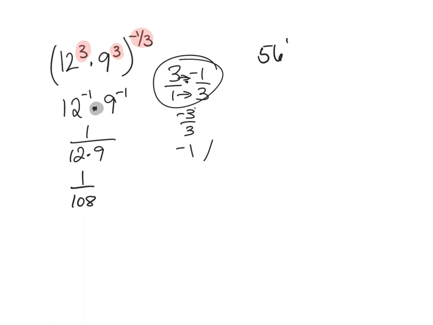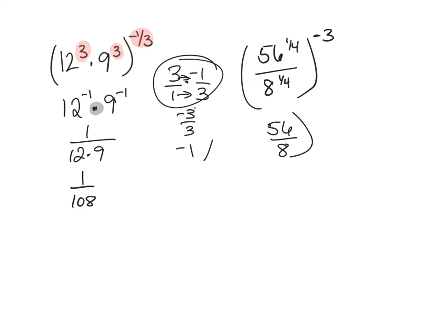Let's look at 56 to the 1/4 over 8 to the 1/4. And I'm going to make that to the negative 3 power. And then that addresses Samantha's question about what if we have a fraction and a negative exponent. Now we have the same exponent here, right? Yes. We have the same exponent. So I can actually use my quotient property in reverse. I can write this as 56 over 8 to the 1/4 because the exponents are the same.